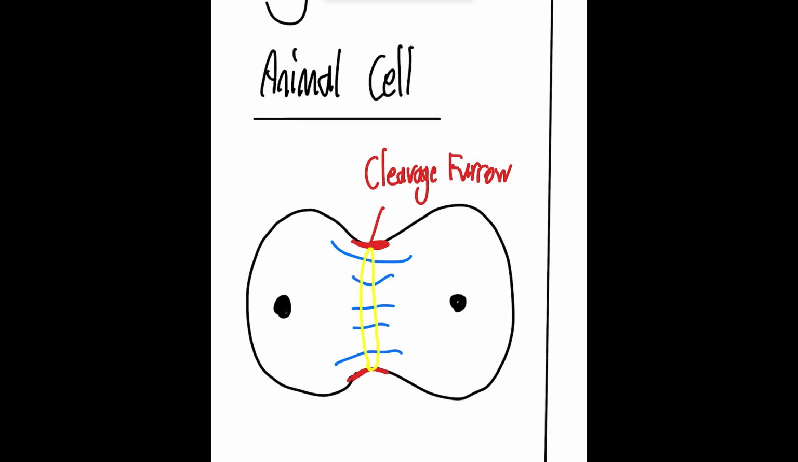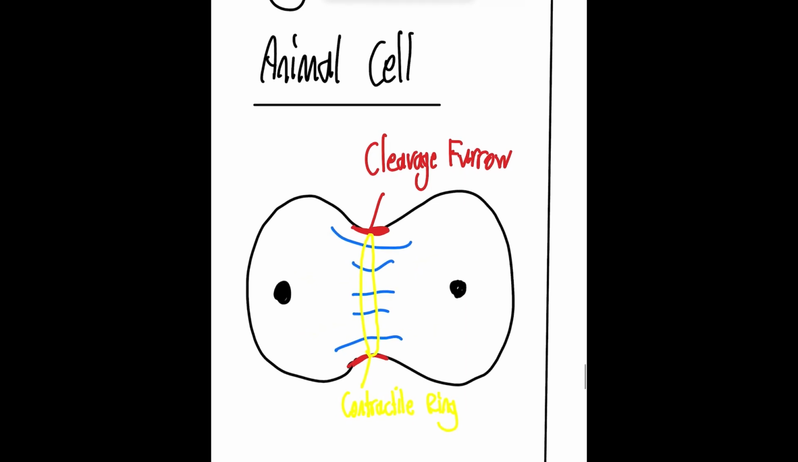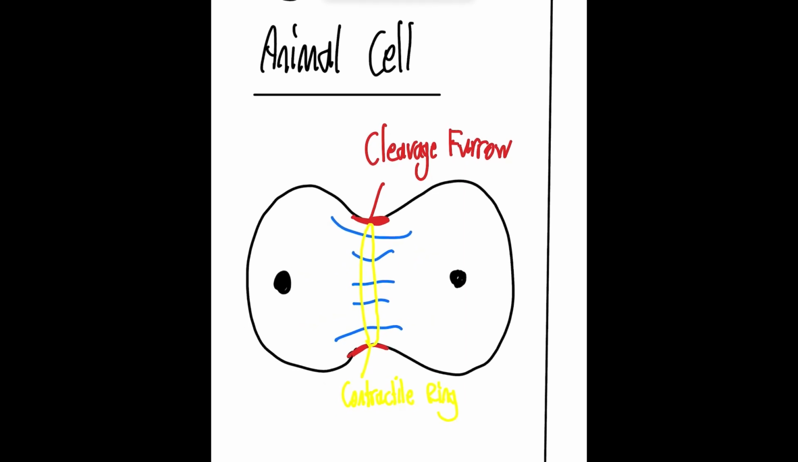So it is a ring structure going all around the cleavage furrow, and this ring structure is called the contractile ring. And in this contractile ring, there is some sort of fiber-like structure or filament pulling on it. This filament that is contracting, causing the contractile ring to shrink, is called microfilaments.